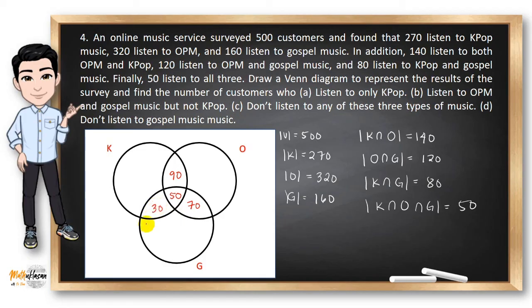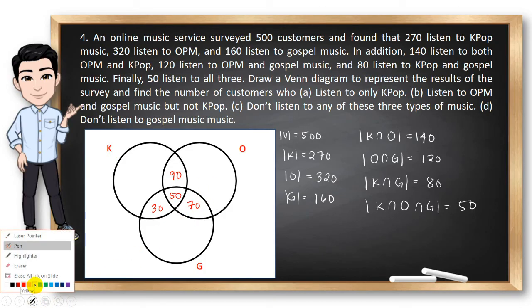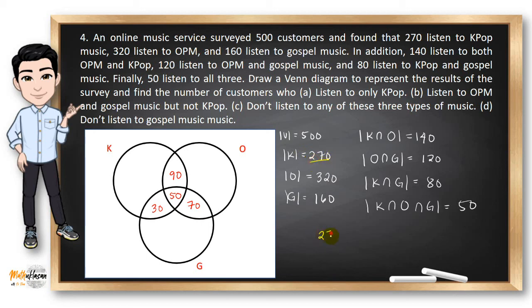Now you see the trend, right? Now, we have the complete elements for these middle regions. Now, how about this region on the left side? Those who listen to K-pop music only. Alright, so all we need to do here is to use set K. And as you can see here, set K is 270.